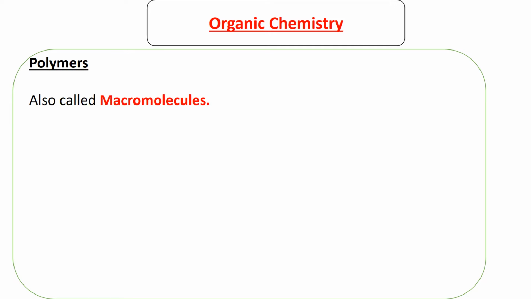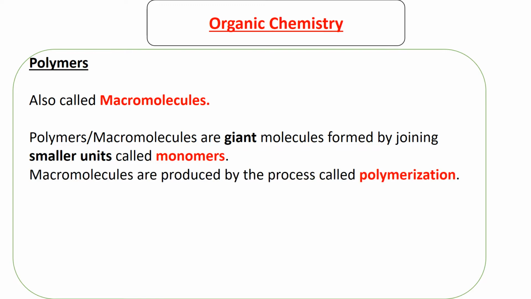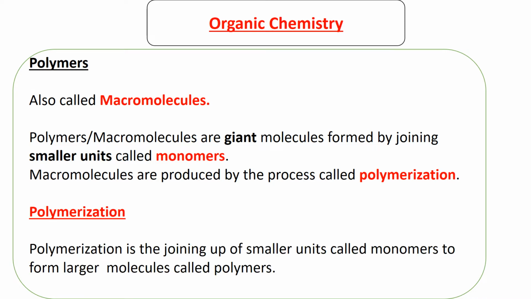So polymers are also called macromolecules. Polymers or macromolecules are just giant molecules formed by joining smaller units called monomers. If, for example, a house is a polymer, then the blocks that make up the house should represent monomers. So these polymers or macromolecules are produced by the process called polymerization. The definition for polymerization is the joining up of smaller units called monomers to form larger molecules called polymers.